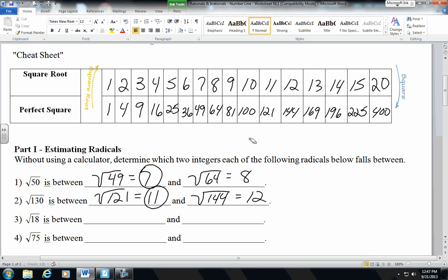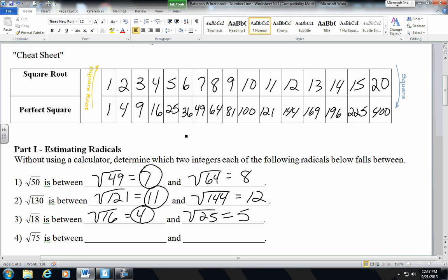Square root of 18, so same thing. Find what it's between. It's between the 16 and the 25. So we would say square root of 16, which is 4, and the square root of 25, which is 5, and 18 is closer to 16 than it is to 25. So if we had to estimate what the square root of 18 was to the nearest whole number, we would say 4.